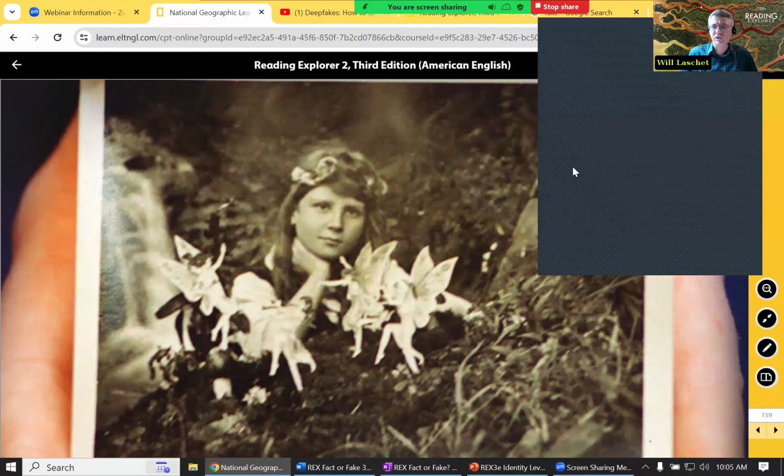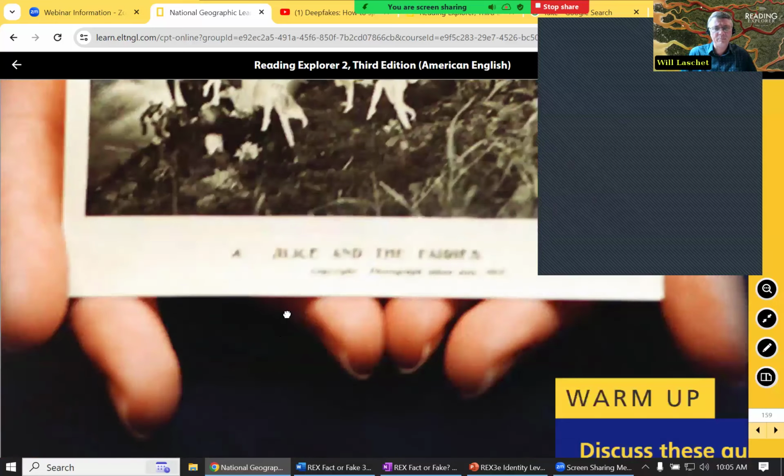Looks like Photoshop, maybe. Okay, so I don't think they had Photoshop back then. Possibly, yes. Okay, well, let's find out, shall we? So have a look at that photo. Let's find out a bit more information.